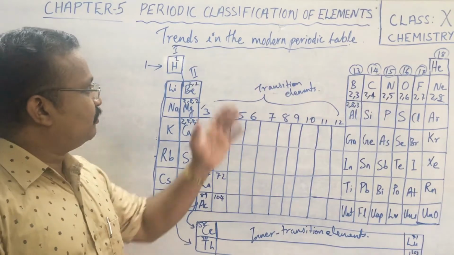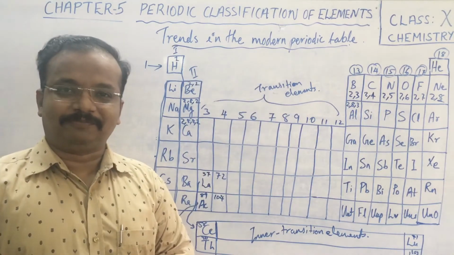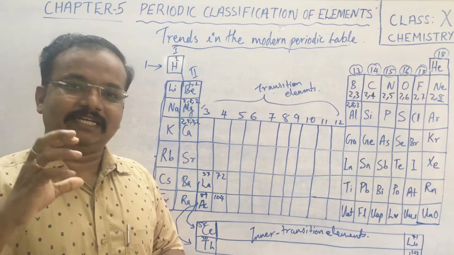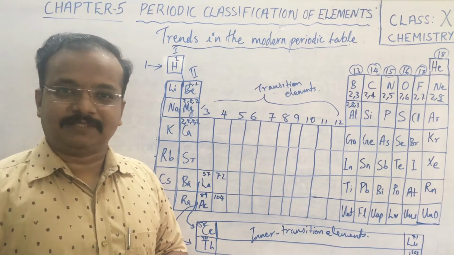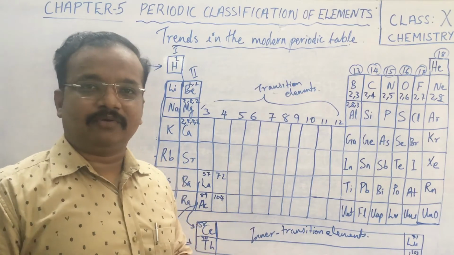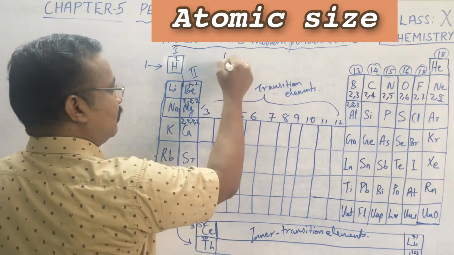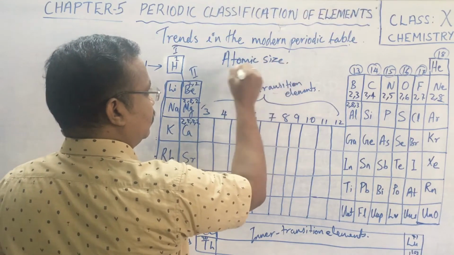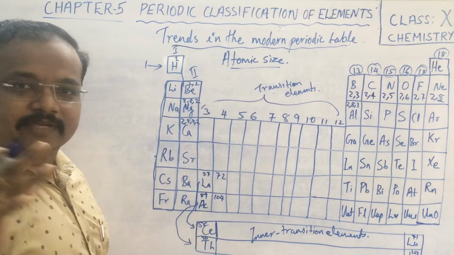This is the continuation of trends in the modern periodic table. As we have discussed already in the last class about how trending takes place with respect to valency, today we are going to discuss how atomic size varies in the periods as well as in groups.